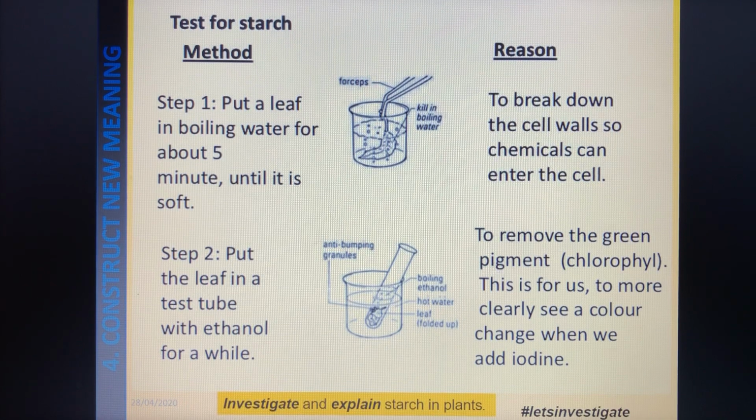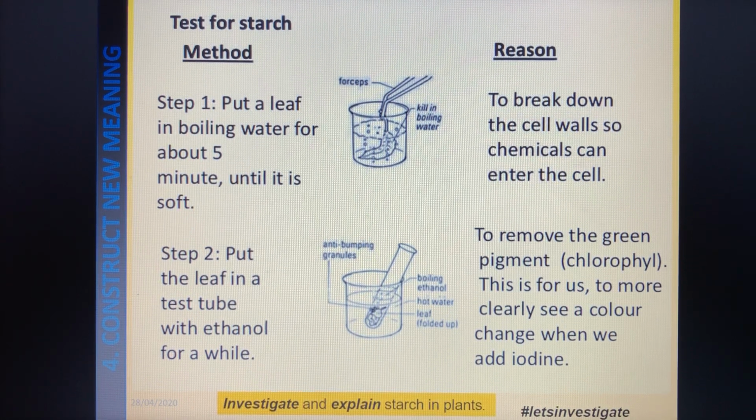And when I did this with the previous group, we actually found that the ethanol started bubbling away. It was actually boiling, even though the water wasn't boiling, because it has a lower boiling point than water. And we leave it there for about 5 minutes or so, and it allows the chlorophyll to come out of those cells. Okay, why is that important? Well, it's important so that we can see the colour that the iodine solution changes.